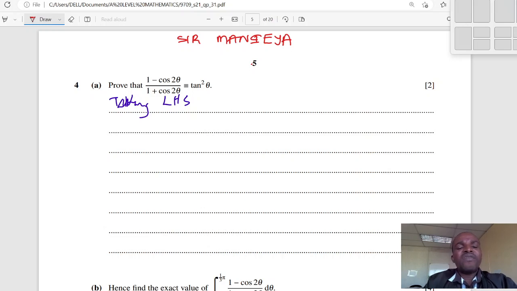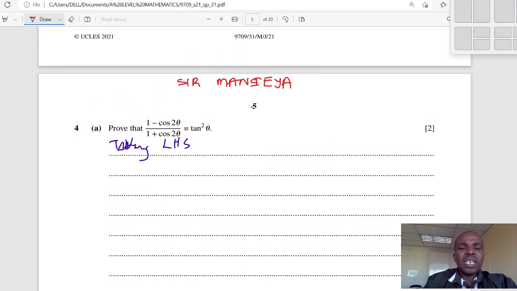Right. I have cos 2 theta in this case. Right. Tan squared is what? Is sine squared theta over cos squared theta. That's tan squared. Which means I have to deal with my numerator so that it will be reduced to sine squared, and my denominator so that it will be reduced to cos squared theta. That's what I have to do.